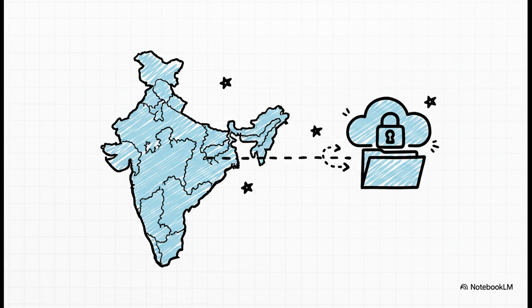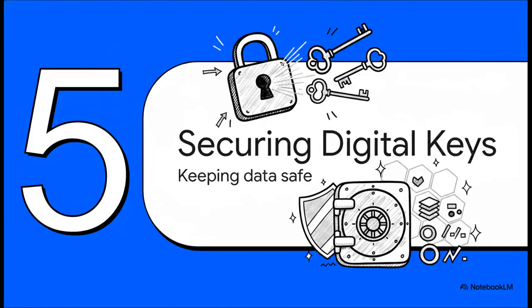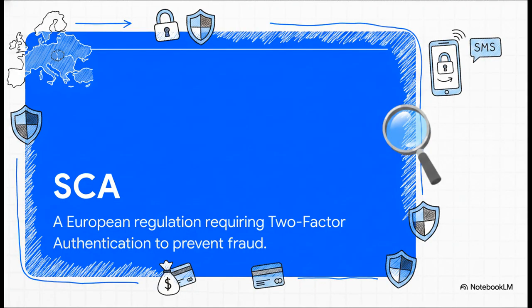Pretty cool, right? Okay, let's look at Section 5, securing your digital keys. If you live in the European Economic Area, you might be wondering why you're suddenly forced to verify your phone every single time you log in. Well, it's due to a regulation called Strong Customer Authentication, or SCA for short. Much like your online banking, it mandates two-factor authentication via text message. This is absolutely crucial to help lock fraudsters out of the sensitive parts of your account.